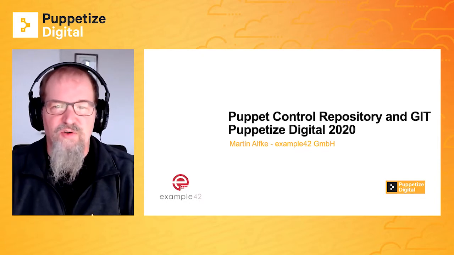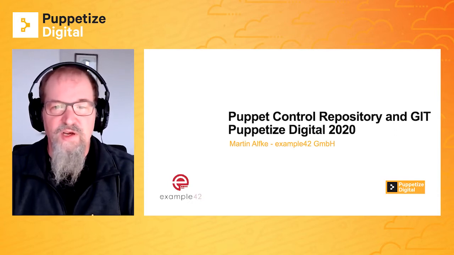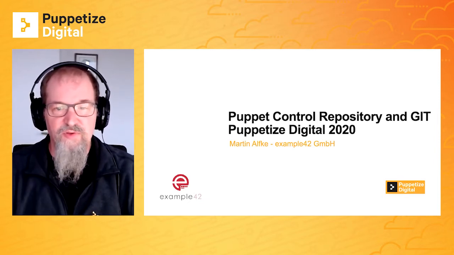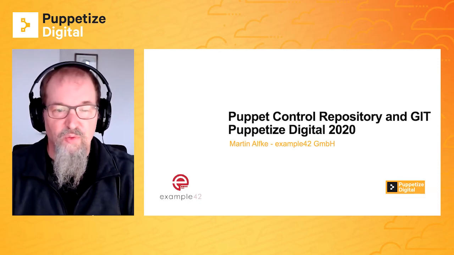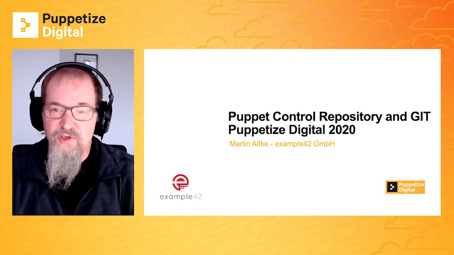Whenever we do training courses, we see people struggling, not really with Puppet, but more with Git, and what kind of workflow people should use when they start working with Git. So this talk is about the Puppet control repository and several options for Git workflows. Look carefully which of the options might be a useful option for you.